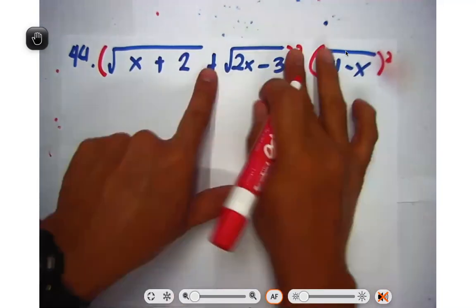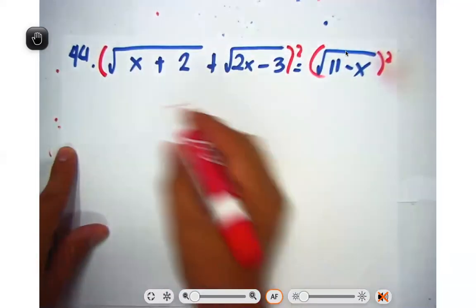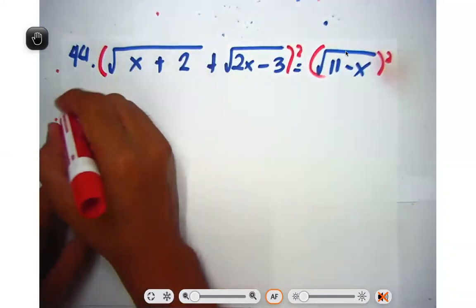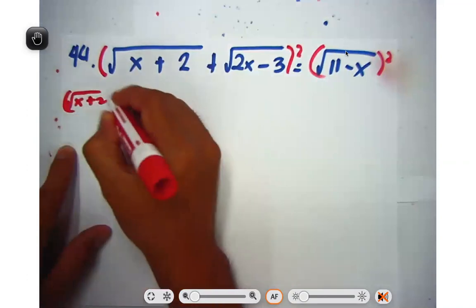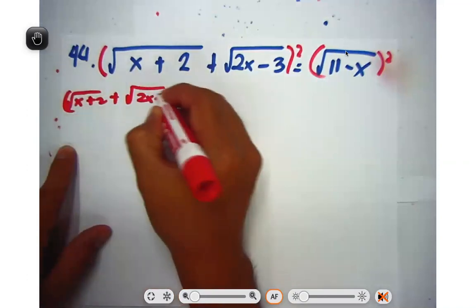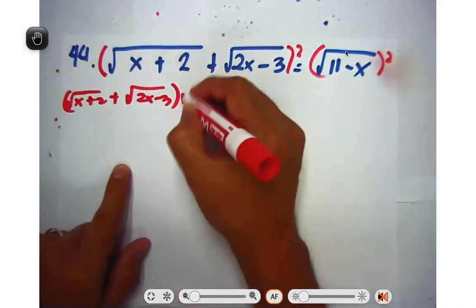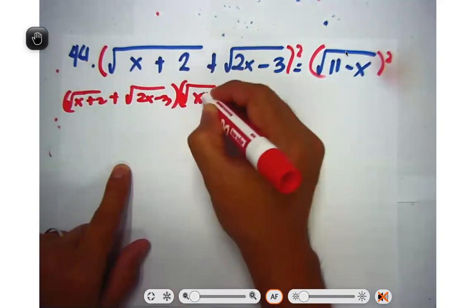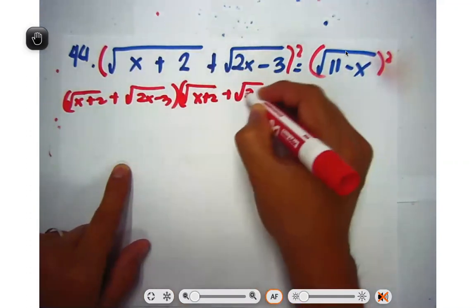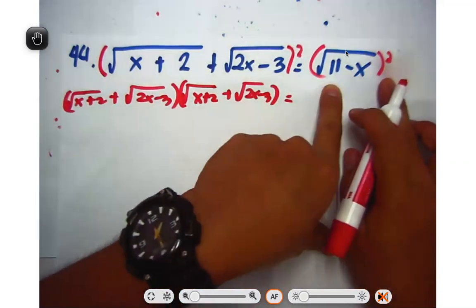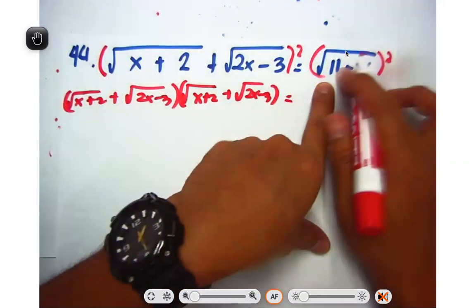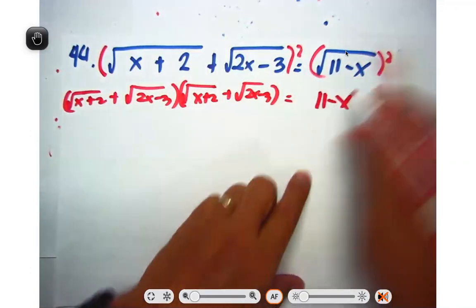Now squaring this means we expand it and we FOIL it later on. So we have the square root of x plus 2 plus the square root of 2x minus 3 times the square root of x plus 2 plus the square root of 2x minus 3. All right, we already know the square of this. It's just 11 minus x. That's the easiest part there, right?